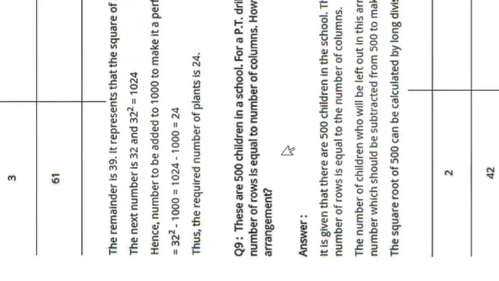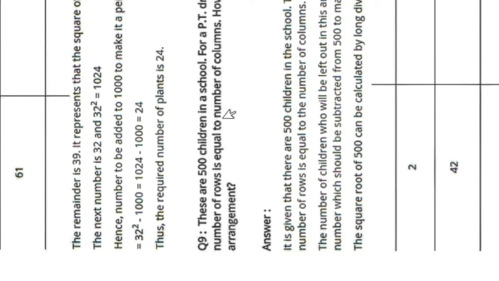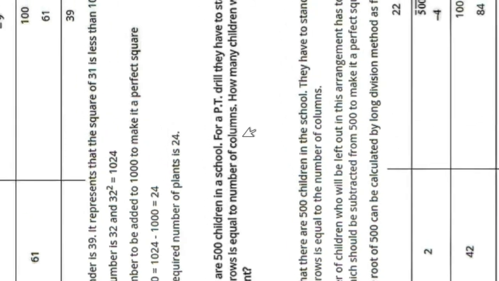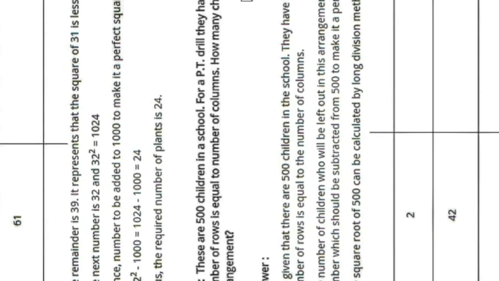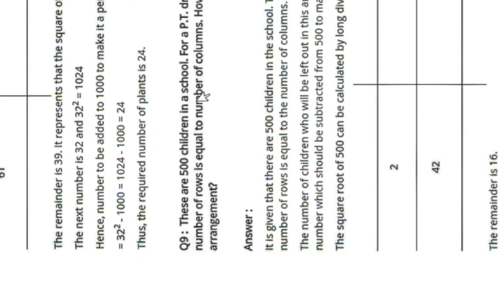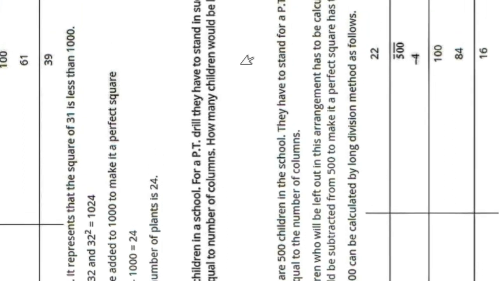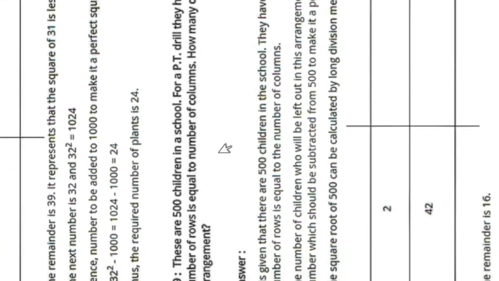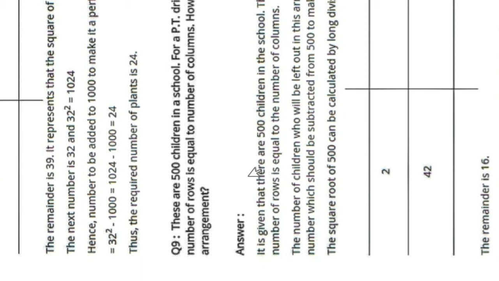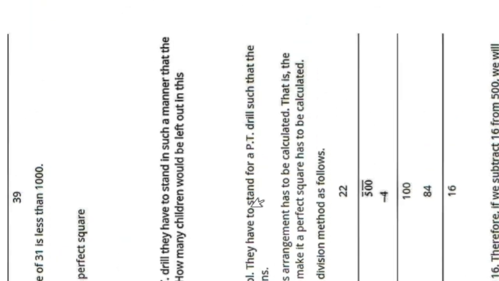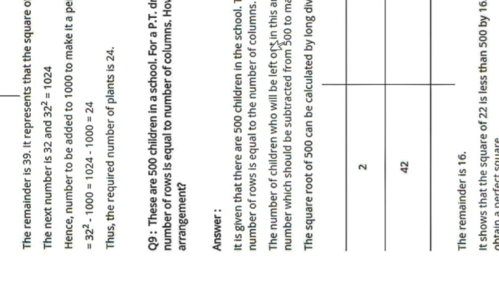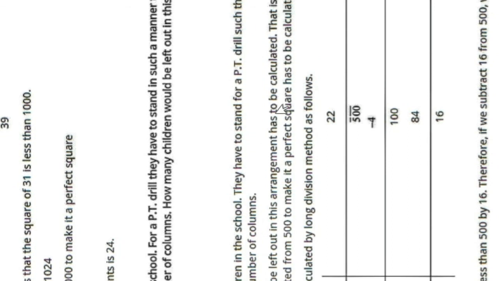Now question number 9. There are 500 children in a school. For a PT drill, they have to stand in such a manner that the number of rows is equal to the number of columns. How many children would be left out in this arrangement? Now how many children are there? It is given that there are 500 children in the school. They have to stand for a PT drill in such a way that the number of rows is equal to the number of columns. Now the number of children who will be left out in this arrangement has to be calculated.